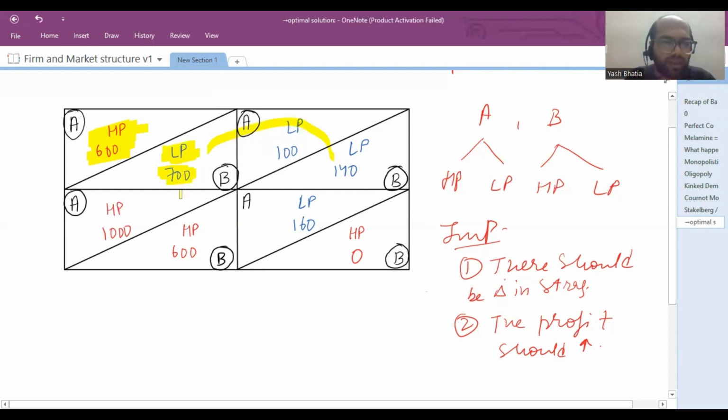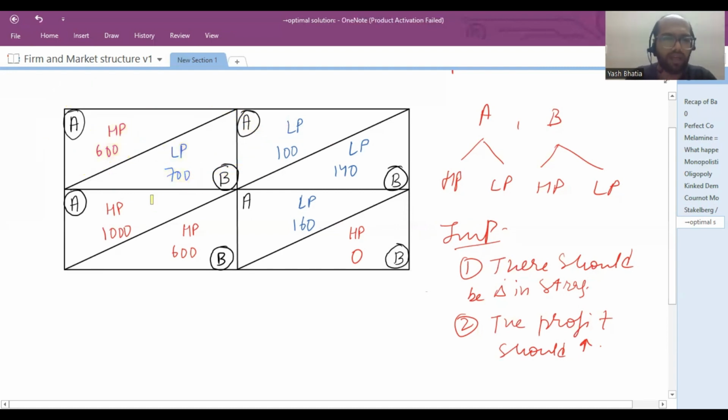Now let's see if B wants to move to the second quadrant. See, there is a change in strategy, so the first condition is met. Here B's strategy is high price, but is the profit increasing? No, the profit is reducing. So B would not like to operate in the second quadrant. So the first quadrant is our Nash equilibrium, where the condition is fit for both A and B.